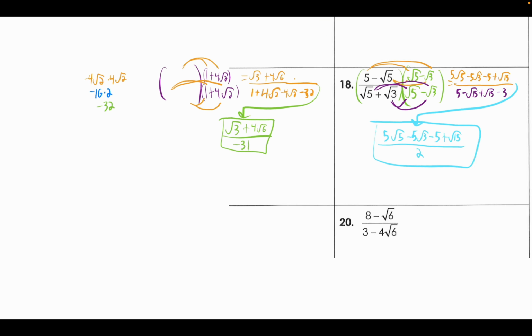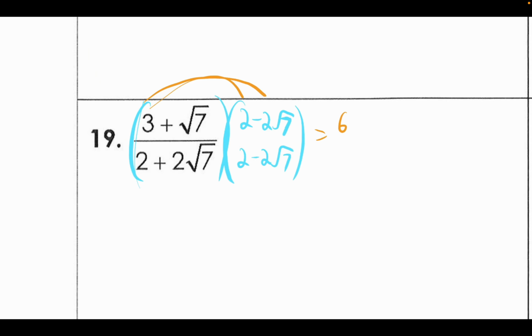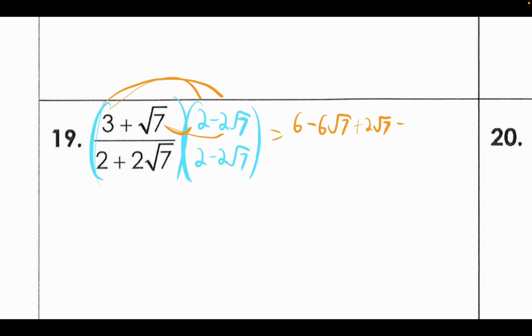Number 19. So here our conjugate would be 2 minus 2 square root 7. So 3 times 2 is 6. 3 times negative 2 square root 7 is negative 6 square root 7. Square root 7 times 2 is 2 square root 7. Square root 7 times negative 2 square root 7 is negative 2 times 7, which is negative 14.